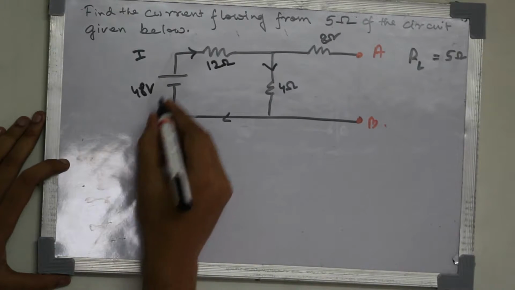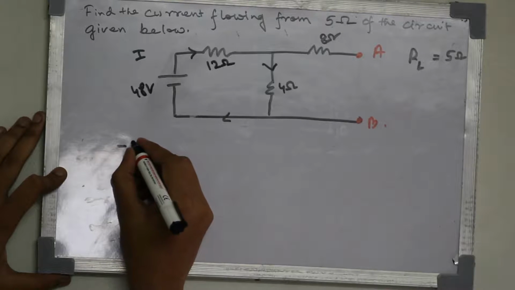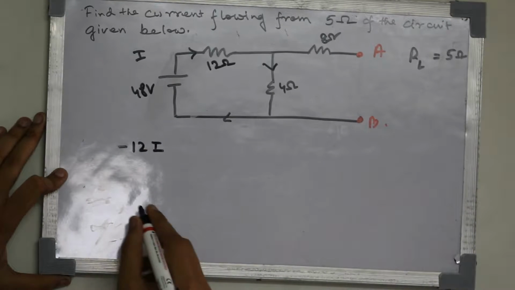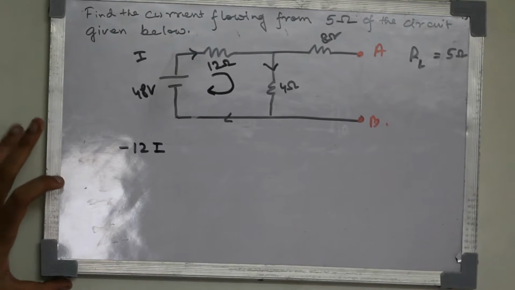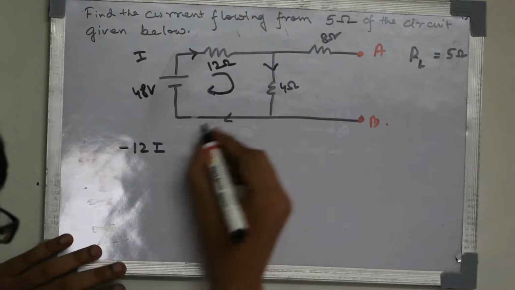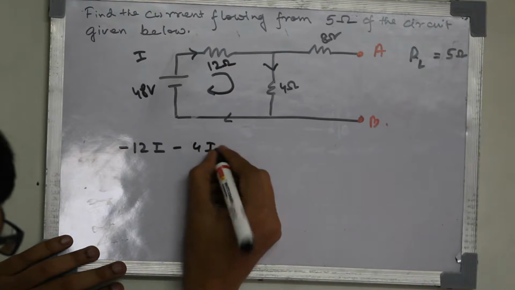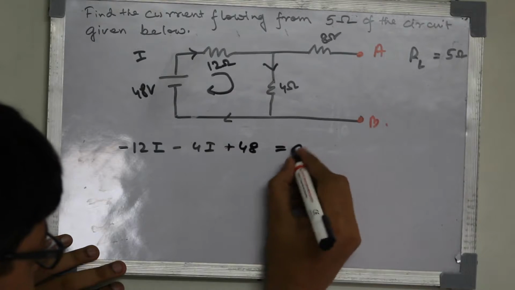We can find it in a simple way. See, here the current is flowing in this way, so this is minus 12I. We are calculating clockwise, so we write minus. It's up to your choice: if you want to calculate anti-clockwise, then you have to use plus. So the equation is minus 12I, then minus 4I, then plus 48, equals 0.